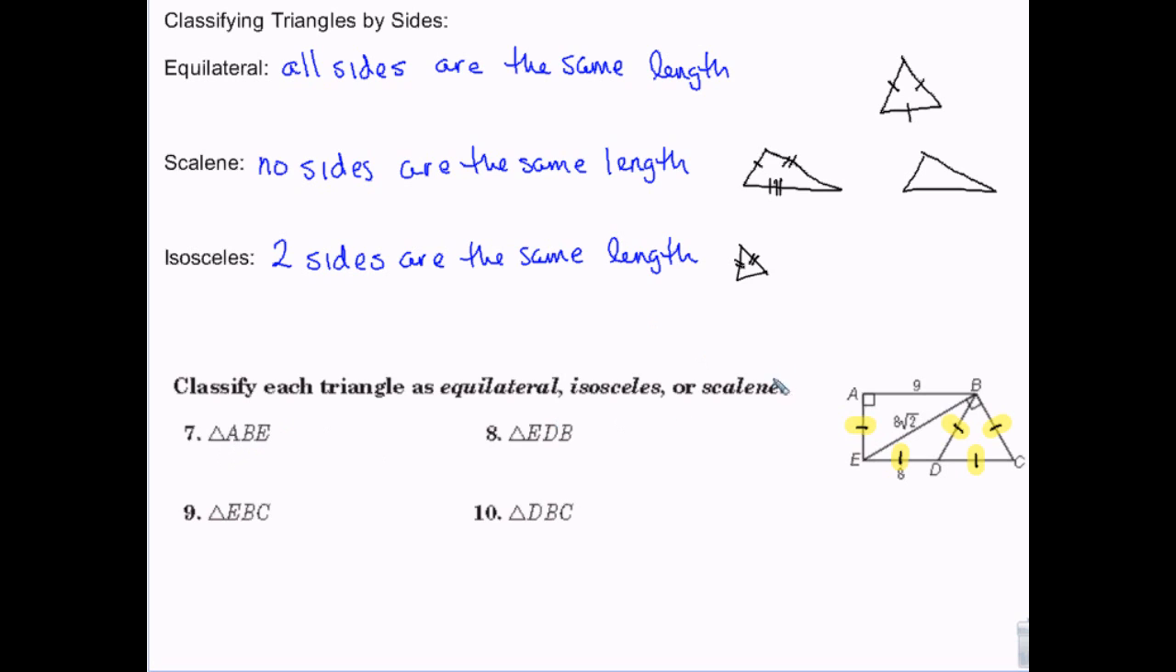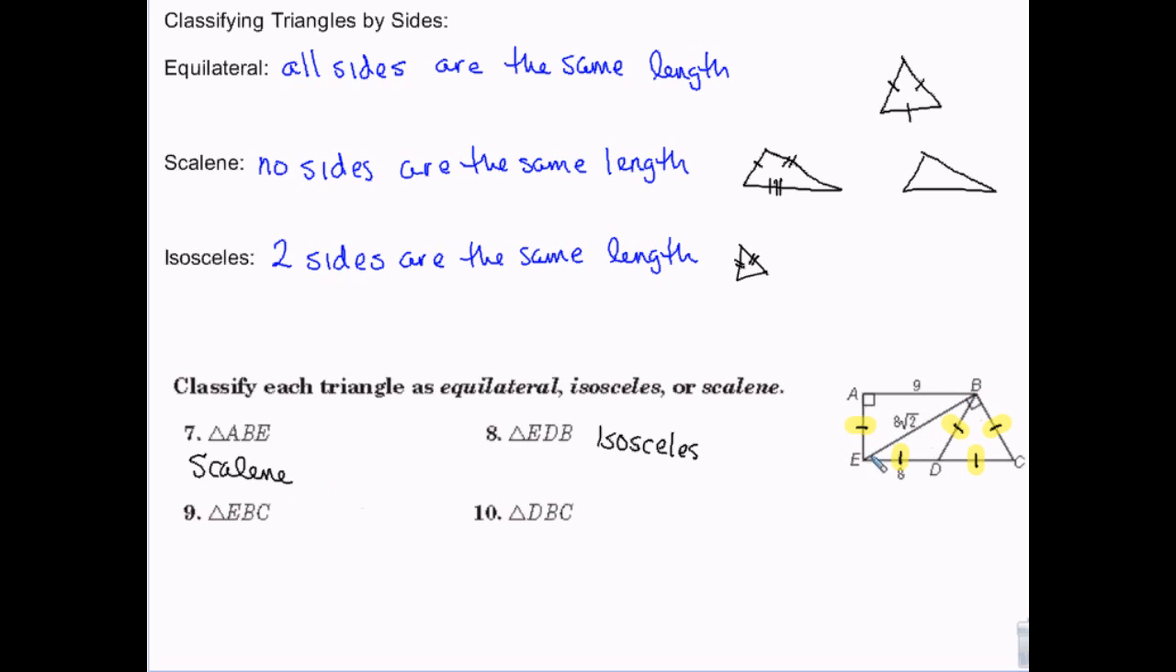Okay, so when we look at triangle ABE, we're looking at this triangle here, A, B, and E. I have a 9, a line, and an 8 times the square root of 2. So none of those match, so we're scalene. Triangle EDB, I have 2 lines and an 8 times the square root of 2, so 2 sides match. So I'm isosceles. Oh, and this is on your worksheet, sorry. You don't have to draw the picture.